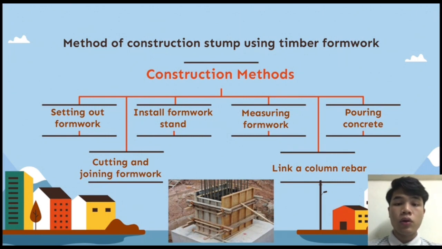Next, measuring the size of formwork to ensure it follows drawing plan. Next, link a column reinforcement bar and make sure the starter bar is in a correct position. The last one is pouring concrete using a vibrator to avoid segregation.